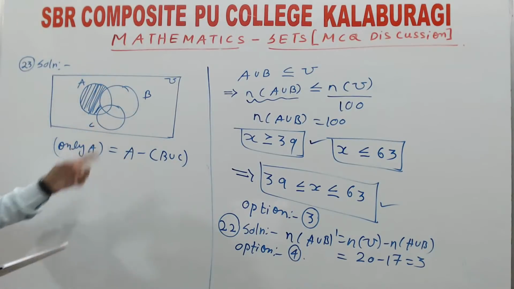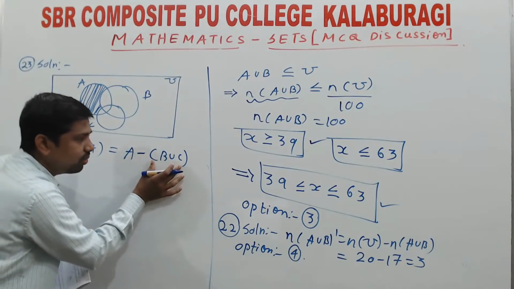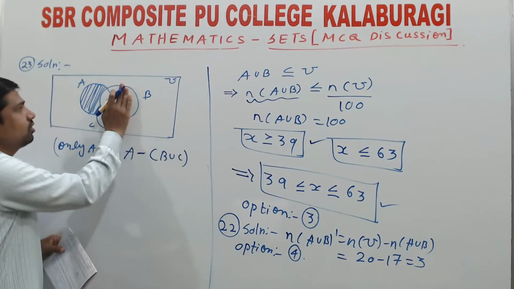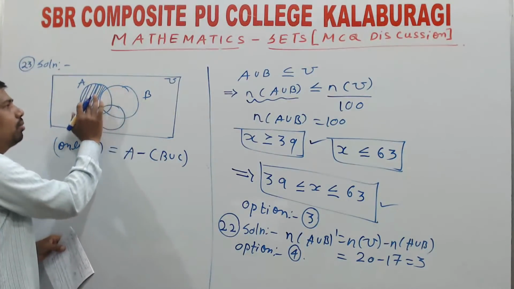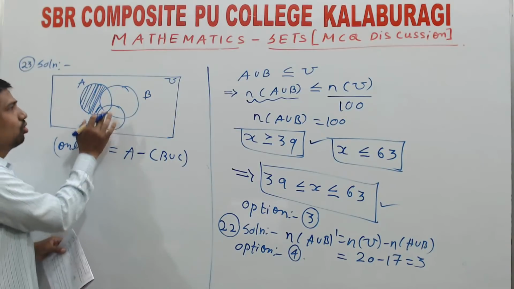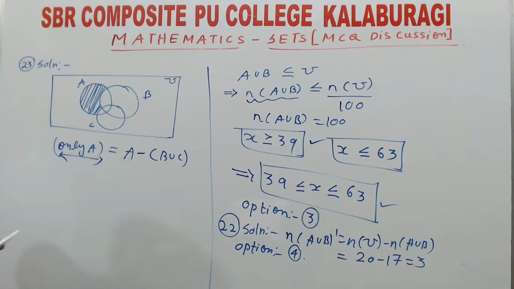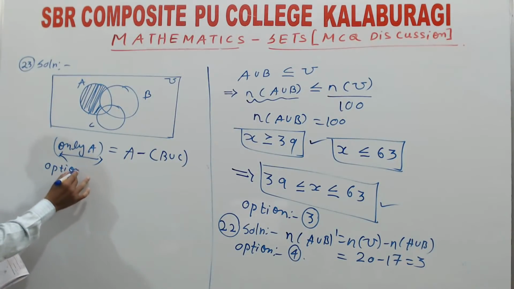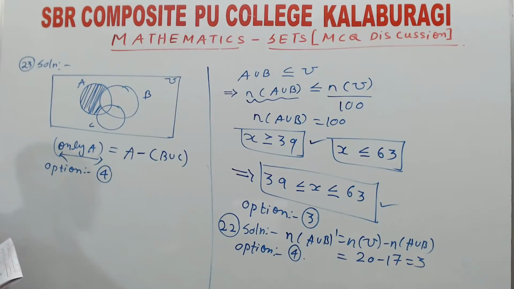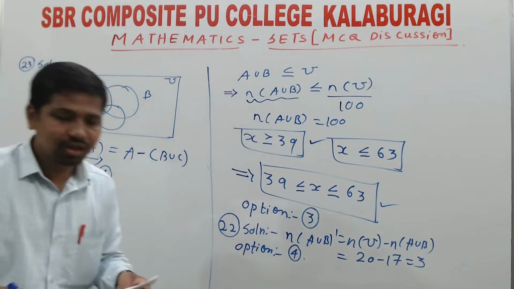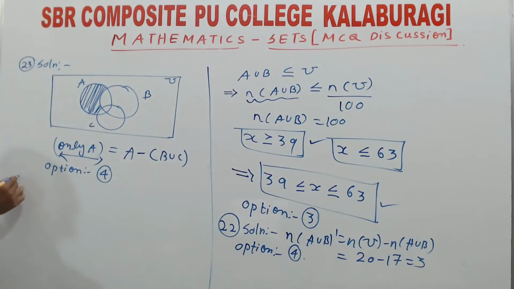In A, which part are you removing? B union C part you are removing. So this is your B union C part. Nowhere are B and C included. So A minus B union C is your A only, you can say. That is your option number 4. Option 4. The shaded region indicates A minus B union C. Now 24.